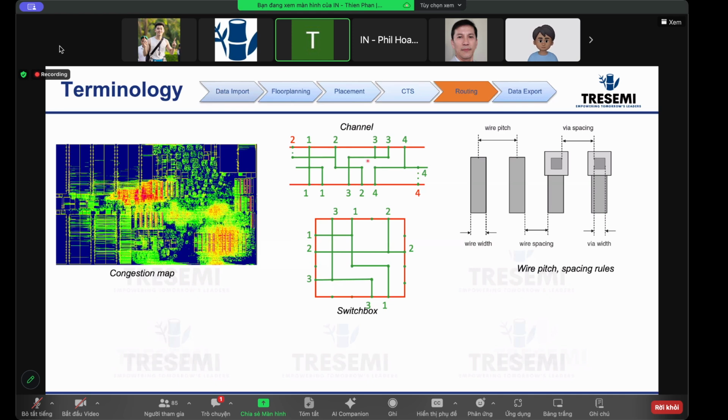The top here is the channel. As I talked about, in this case it's the top and the bottom, where you have the pins and the signal just connects between them. And a switch box is a combination of the two. So instead of just top and bottom, or left and right, now we have a square, so you can connect top to bottom, left, right.